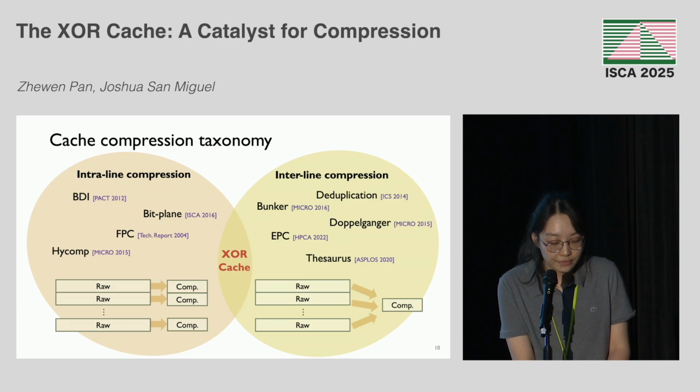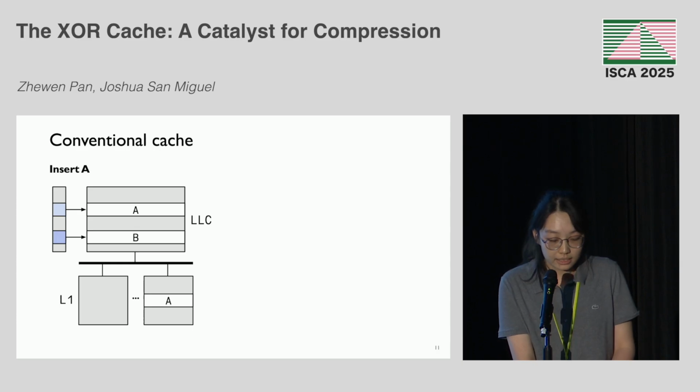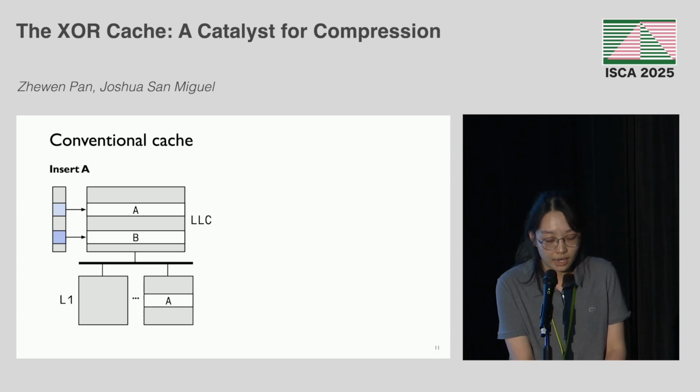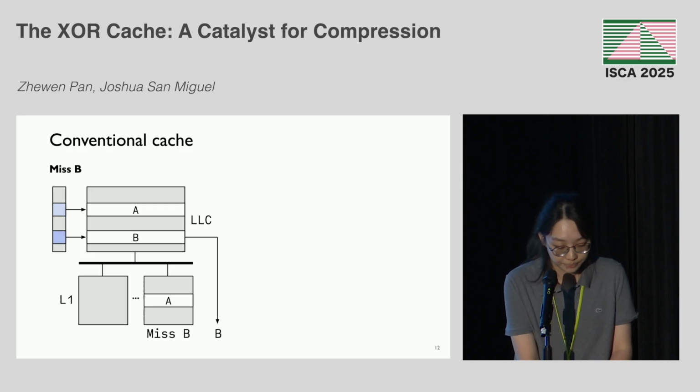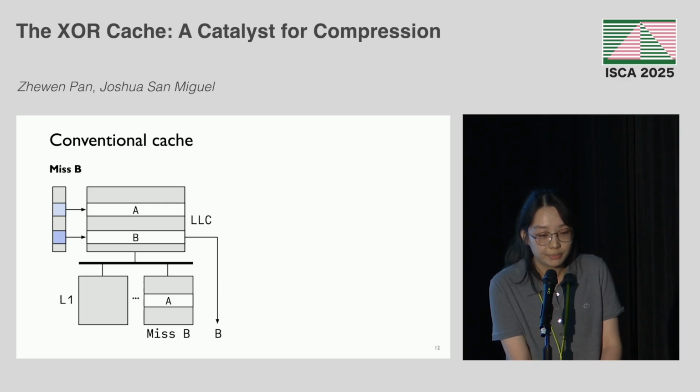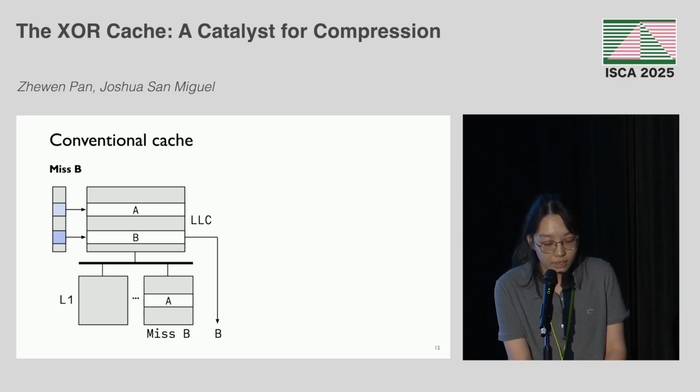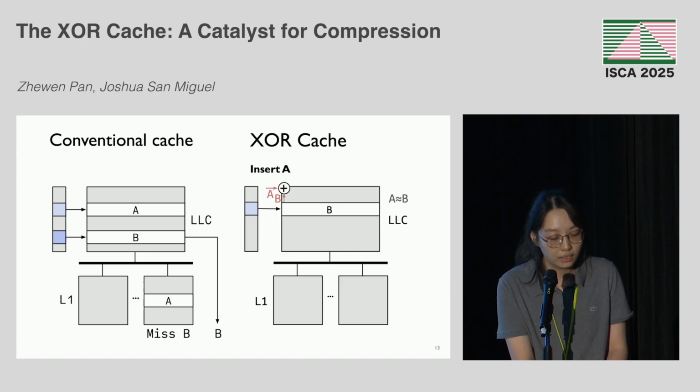Now, let's dive into how our XOR cache works. We'll see this by comparing it against an uncompressed cache. Conventionally, cache lines are inserted as is, each taking its own physical slot. On a private cache miss on line B, the L1 on the right-hand side sends a request to the LLC, and the LLC services the miss by sending B to the L1.